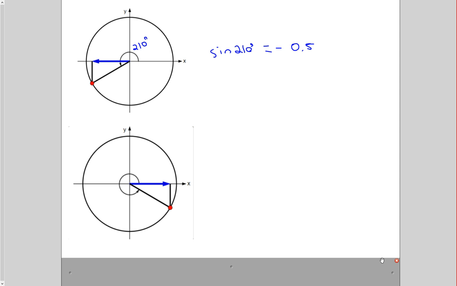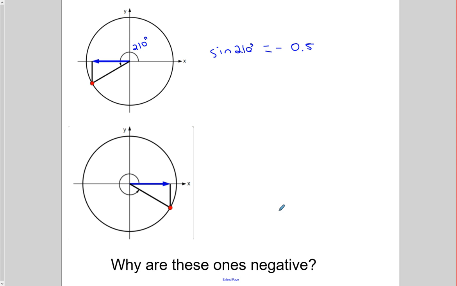And similarly here, we got this one. If you go all the way around, but you're short of getting to 360 by a little bit, you're 30 degrees short. That's 330 degrees. We've created that triangle again. But sine of 330, for some reason, gives you a negative answer. Weird. Now, is it just because it's in the bottom half of the circle?